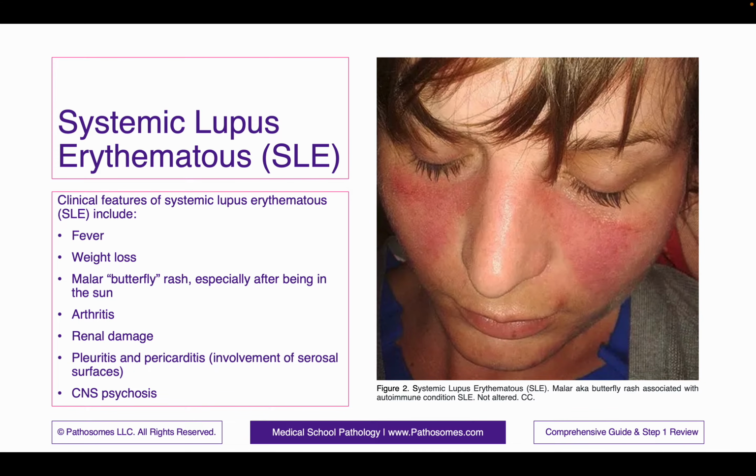Systemic lupus erythematosus has some key features, such as fever, weight loss, this classical malar butterfly rash, especially after being in the sun, arthritis, renal damage, pleuritis, and pericarditis even, due to the involvement of serosal surfaces. Might even see CNS psychosis, right? This is a big deal.